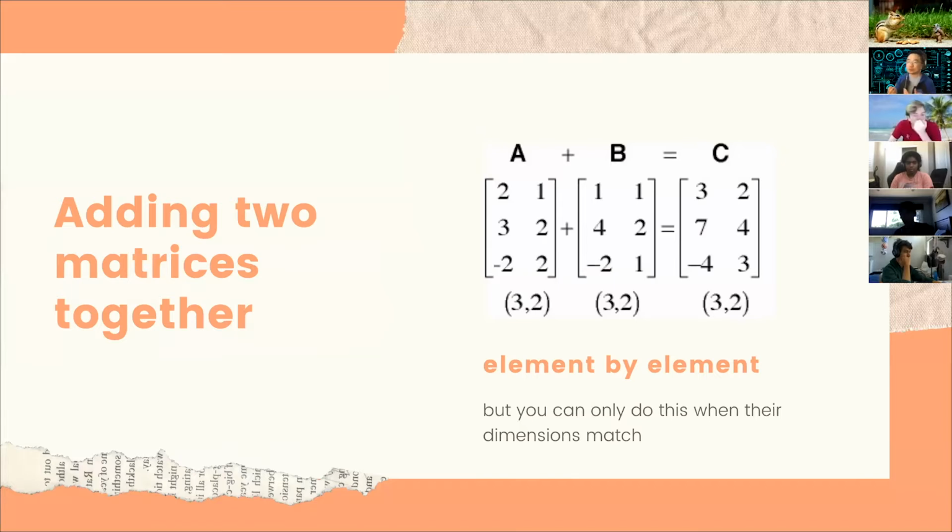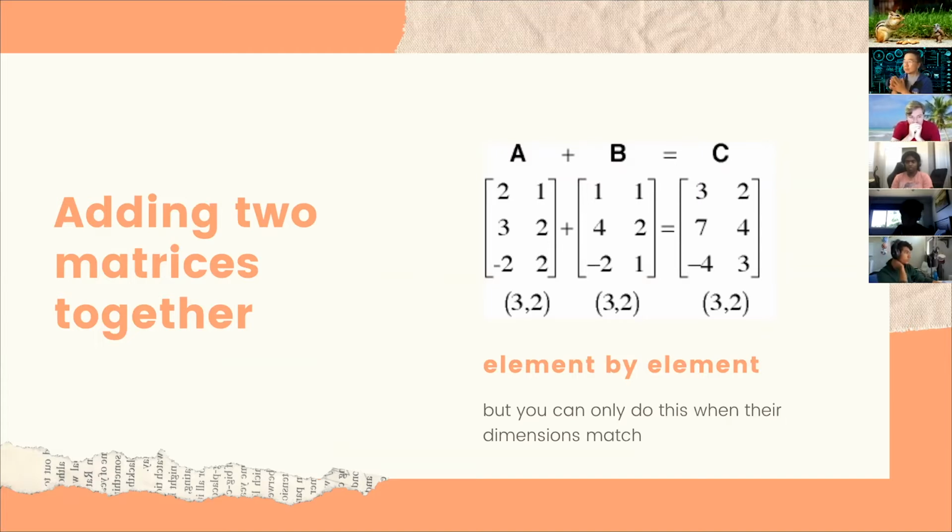So if you want to add two matrices together, it's exceedingly simple. You basically just add them element by element, okay? Do you see that? What's the order of A again? Yeah, it's 3 by 2. You count the rows first, right? 3 rows, 2 columns. And B is also 3 rows, 2 columns. And what you do is just add element by element.